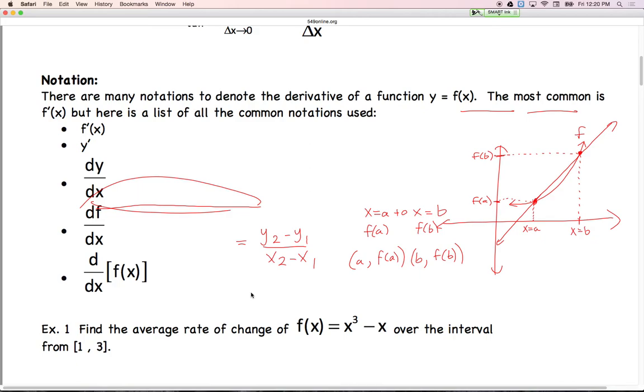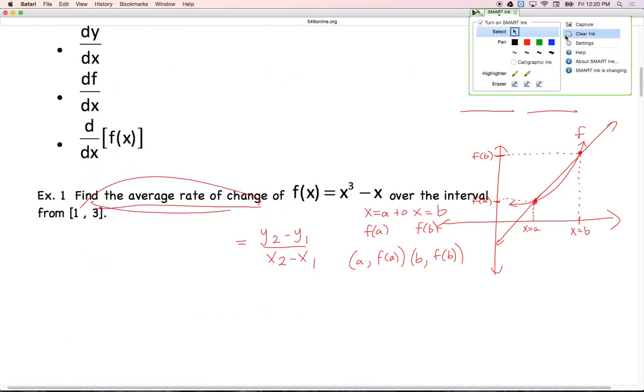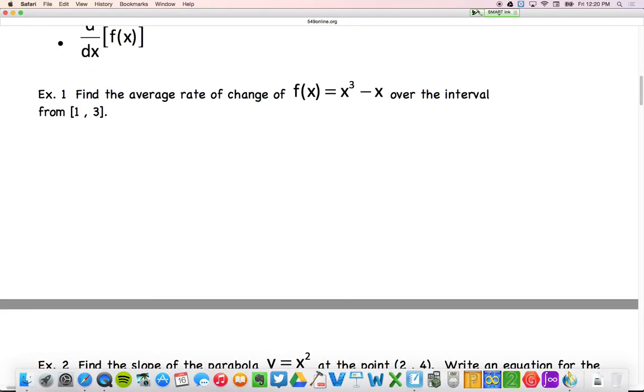So, oh, that was the other one from before. So look down here at the example. Let's do two examples. Let's do an average rate of change example, and then we'll do a derivative example. Let's start with the 9th grade one. It says this. Find the average rate of change.